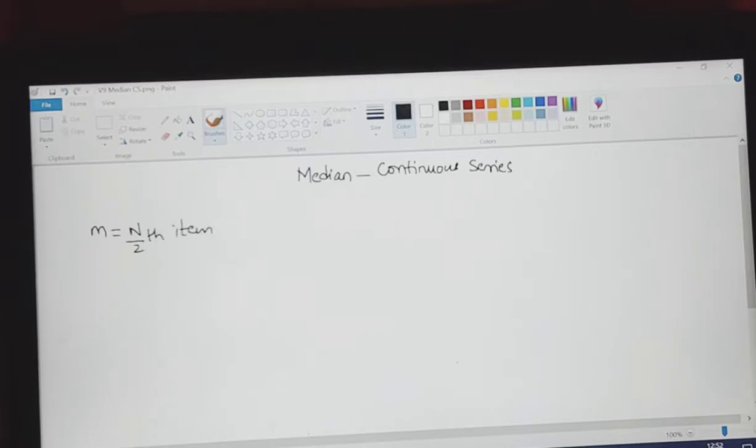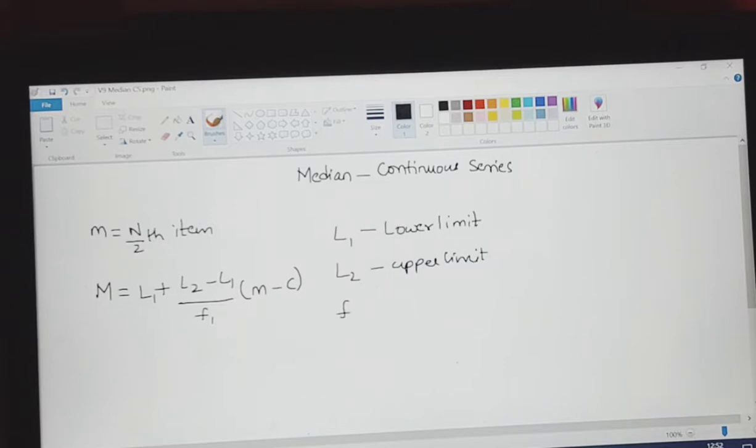To locate in which class the median lies, we will be using another formula, denoted using capital M, which is L1 plus (L2 minus L1) divided by F1, into (m minus C). Here, as we all know, L1 is the lower limit of the class interval, L2 is the upper limit of the class interval, and F1 is the frequency of the median class. The median class is nothing but the class where the median lies.